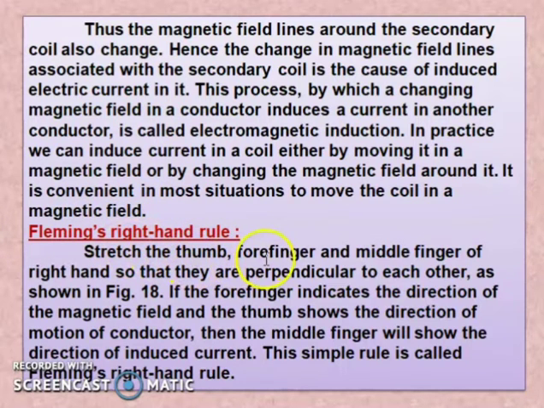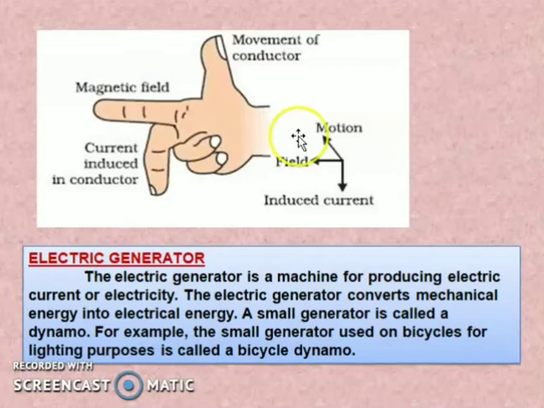Fleming's right hand rule: stretch the thumb, forefinger and middle finger of the right hand so that they are perpendicular to each other, as shown in the figure. So this is the right hand, with thumb, forefinger and middle finger mutually perpendicular to each other.